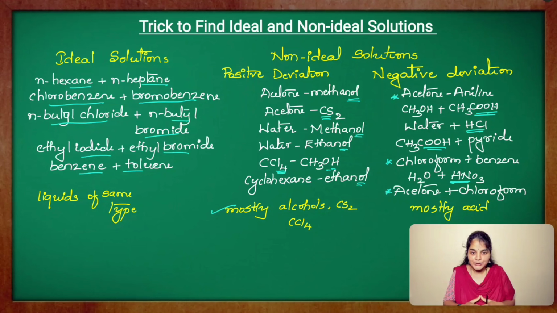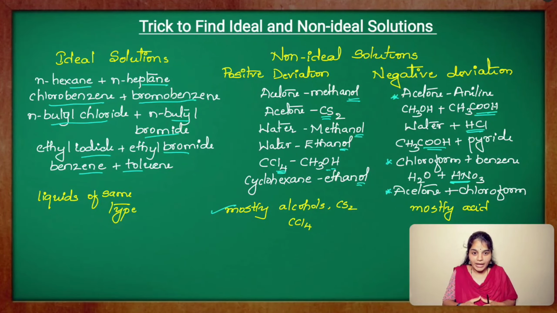Hoping that you have understood this particular trick. So according to the trick, when two liquids are of same type, then we have ideal solution. If the two liquids are of opposite nature, especially when we have alcohols, CS2, that's carbon disulfide, and CCl4, carbon tetrachloride, they are non-ideal solutions showing positive deviation. Mostly in some of the examples when we have acids, they are non-ideal solutions which are showing negative deviation.